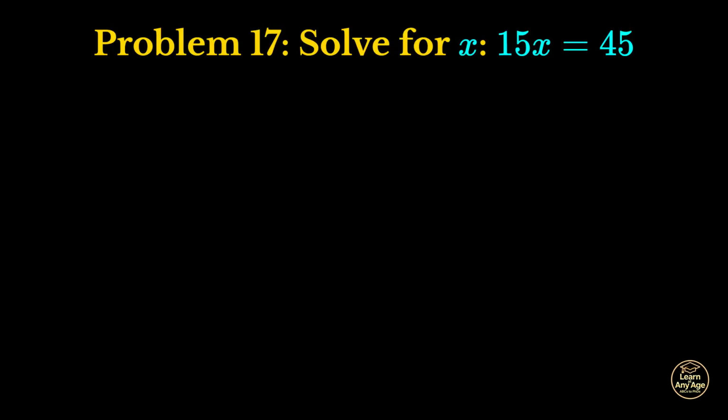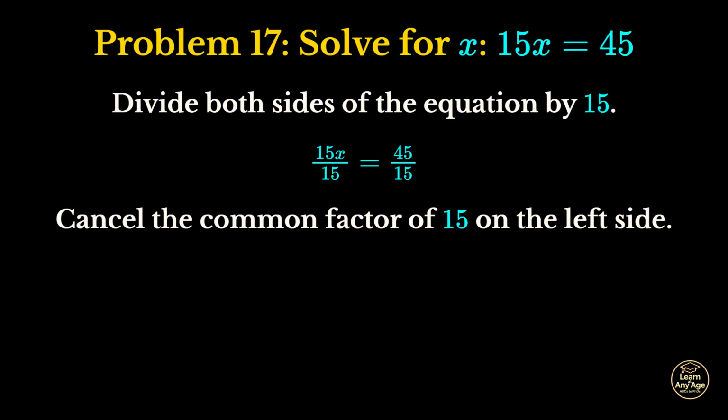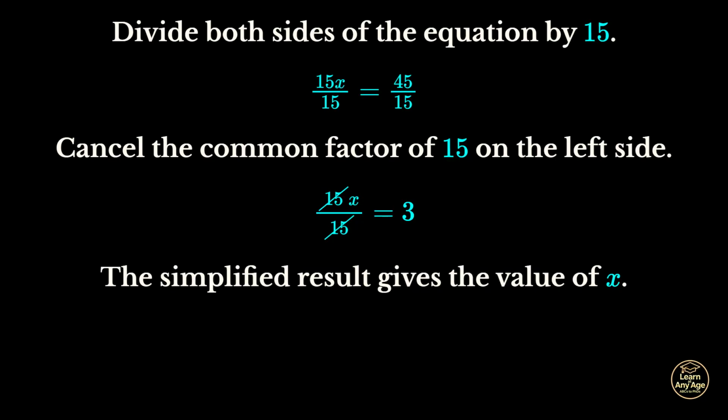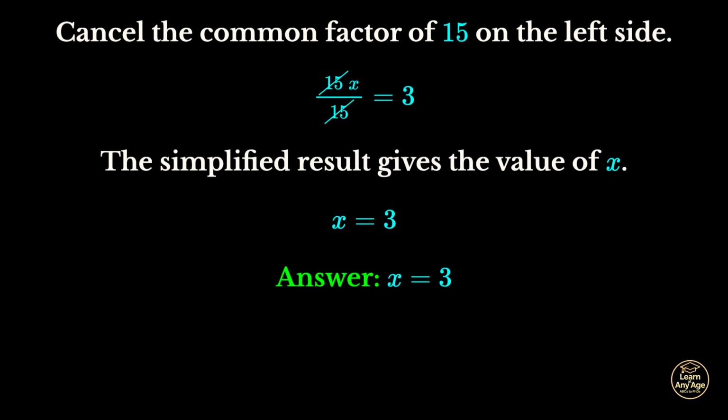Problem 17, solve for x, 15x equals 45. Divide both sides of the equation by 15. 15x over 15 equals 45 over 15. Cancel the common factor of 15 on the left side. 15 cancelled out, x over 15 cancelled out equals 3. The simplified result gives the value of x. x equals 3. Answer, x equals 3.